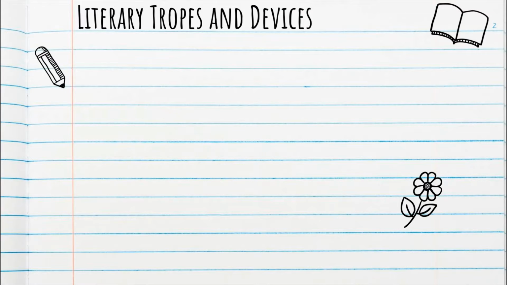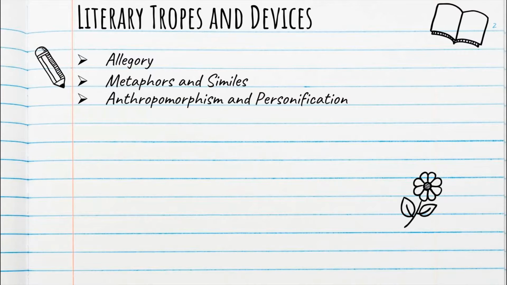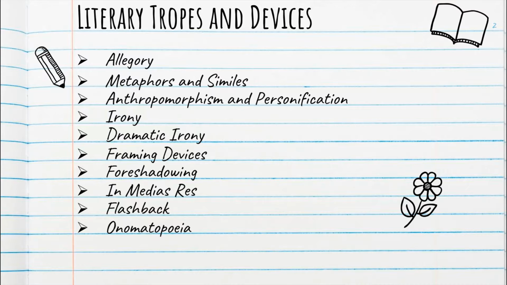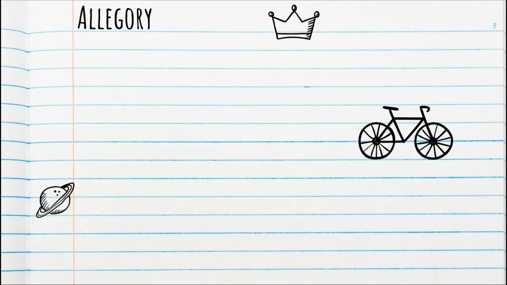All right, so here's the list we're going to be talking about. We're going to be talking about allegory, metaphors and similes. I'm lumping them together because they are very similar. Anthropomorphism and personification. Difficult things to say, not that difficult to do. Irony, dramatic irony, which is not the same as regular irony. Framing devices, foreshadowing, in medias res, which is a fun thing to say. Flashback, onomatopoeia, which is an awesome word just in general, and oxymoron, which sounds like an insult but is not. So, there's a lot to get into. Let's get started. So, the first trope we're going to talk about is allegory.